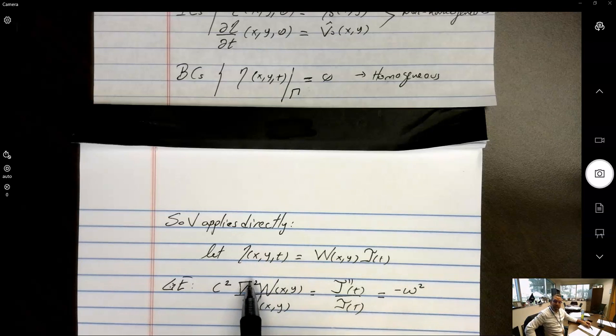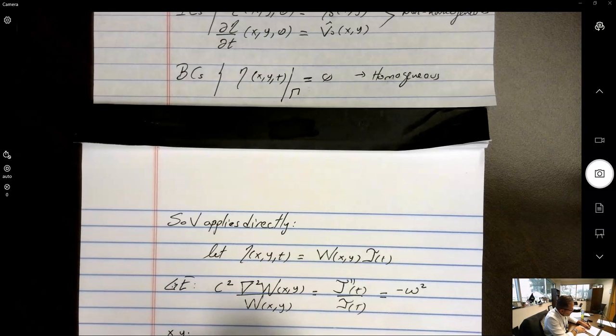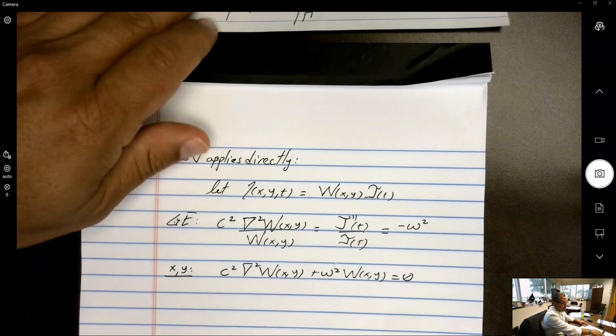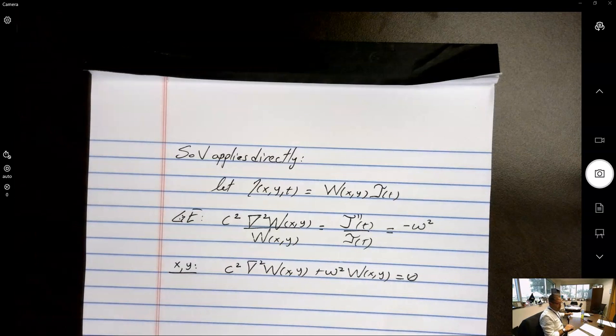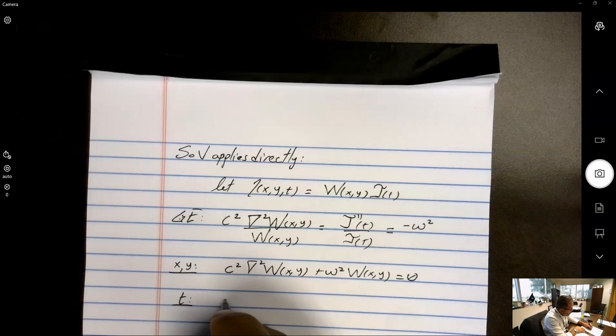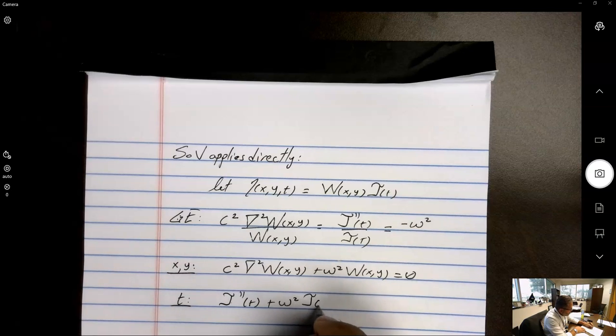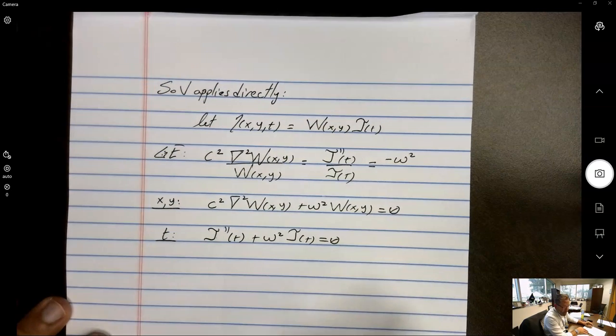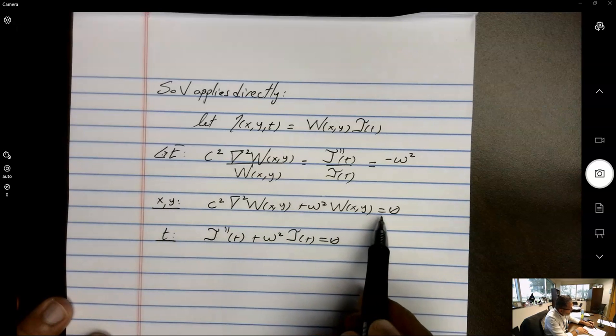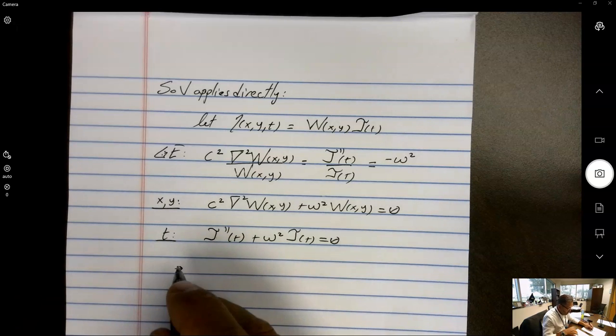It's because we want eigenvalue problems in the x and y direction, because the problem is homogeneous in the x and y direction. So in x and y, the problem that we're going to face is the Laplacian of w plus omega w of x and y is equal to 0. So this is a Helmholtz equation. Well, the problem in time will be tau double prime of t plus omega squared tau of t is equal to 0.